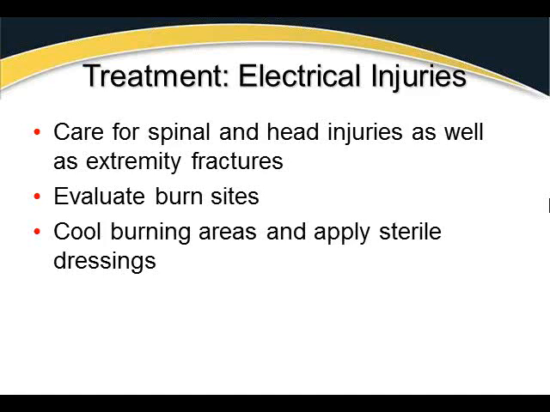Care for spinal and head injuries usually also gets considered here just because a lot of times they get thrown around with an electrical injury. Extremity fractures, you'll want to consider immobilizing those. Evaluate their burn sites. It's not pertinent that you identify the entry and the exit. Just finding them and dressing them is good. And then you can try to cool the burned areas and apply sterile dressings as necessary.